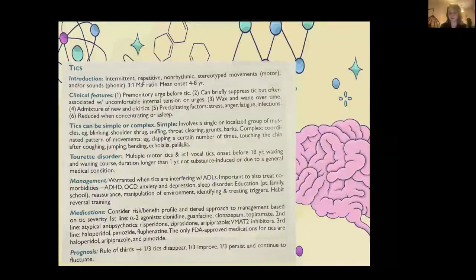from the medications perspective. And usually with the prognosis for this, it's a rule of thirds. So a third will have their tics disappearing, a third will improve, and a third will persist and continue to have tics over time. But as I told you, it's very important to look at it holistically and try to manage all of these things because that makes it more likely for it to remit and disappear rather than continue over time.